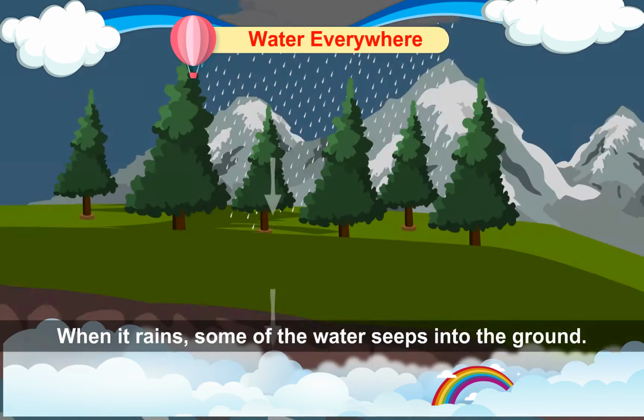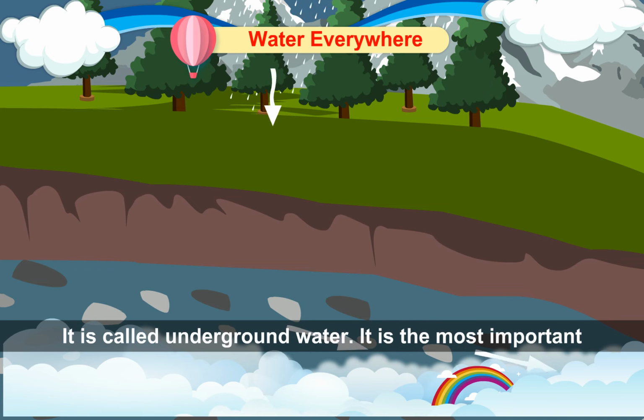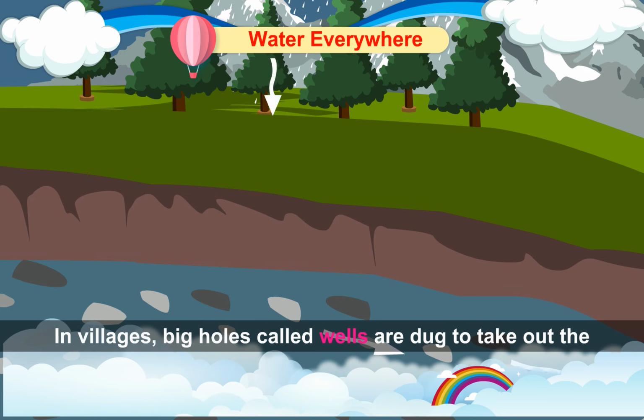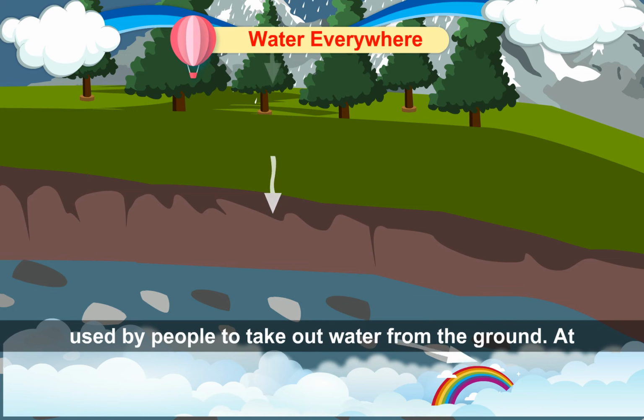Underground water. When it rains, some of the water seeps into the ground. It is called underground water. It is the most important source of water. In villages, big holes called wells are dug to take out the underground water. Tube wells and hand pumps are also used by people to take out water from the ground.